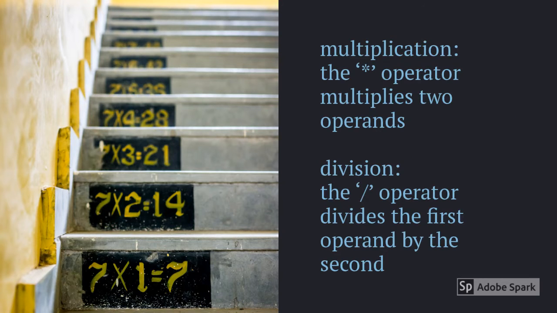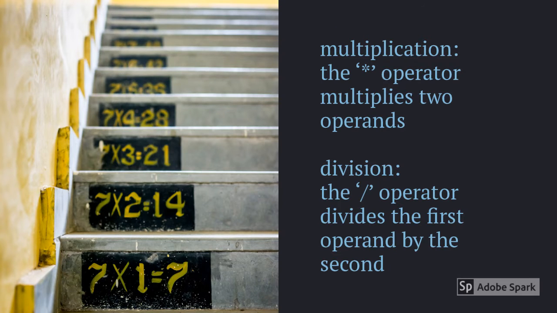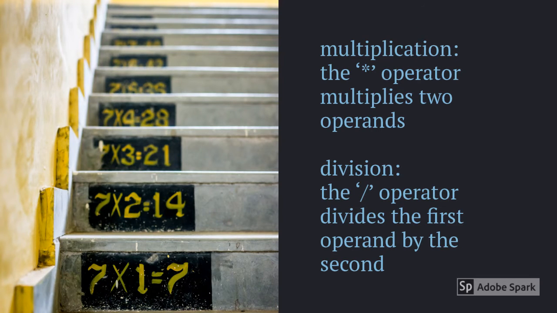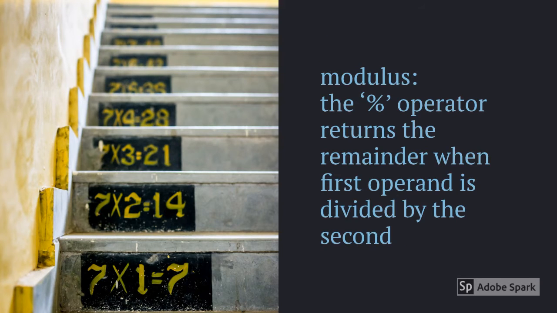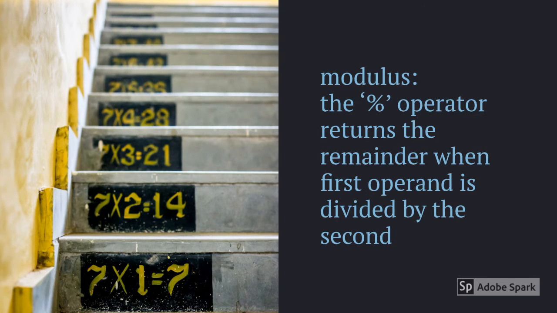Next 2 binary operators are multiplication and division. The star operator multiplies 2 operands. Division: the / operator divides the first operand by the second. And the last binary operator is modulus. The % sign operator returns the remainder when the first operand is divided by the second.